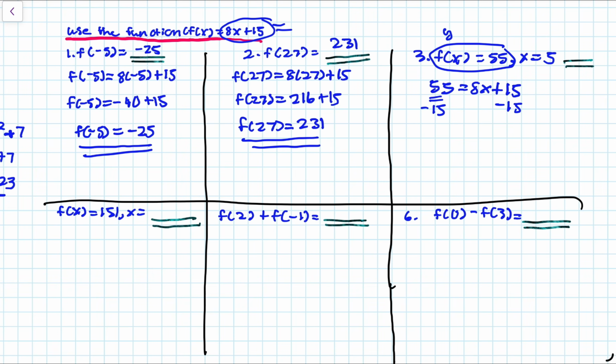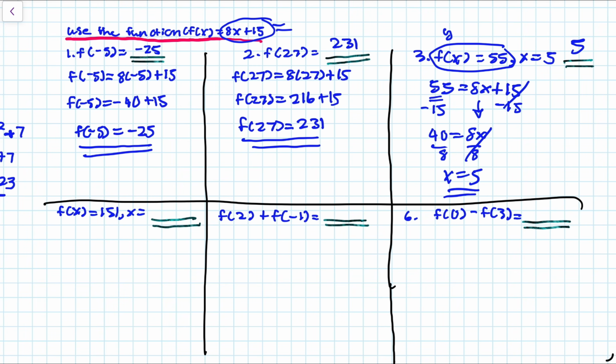So we're just going to solve this as a normal equation. Subtract 15 from both sides, cancel this side, and we're left with 40 equals 8x, as we got the 8 right down below. Then we divide by 8, cancel the 8, and we're left with x equals 5. And that's going to be your answer.